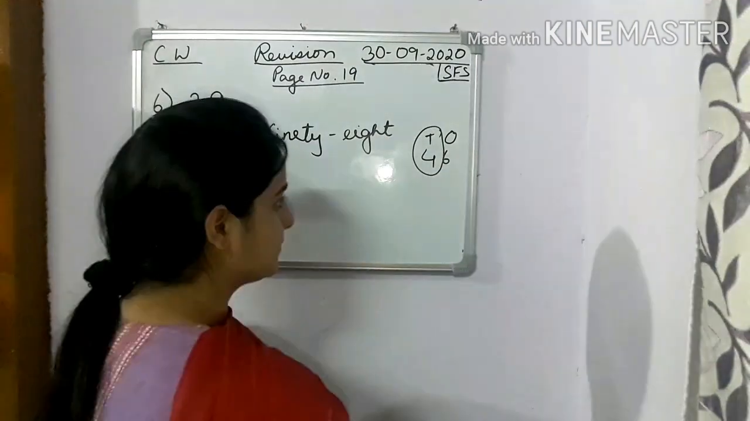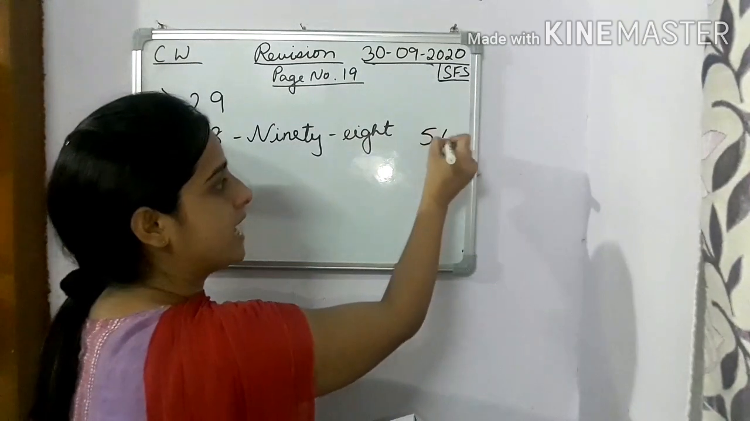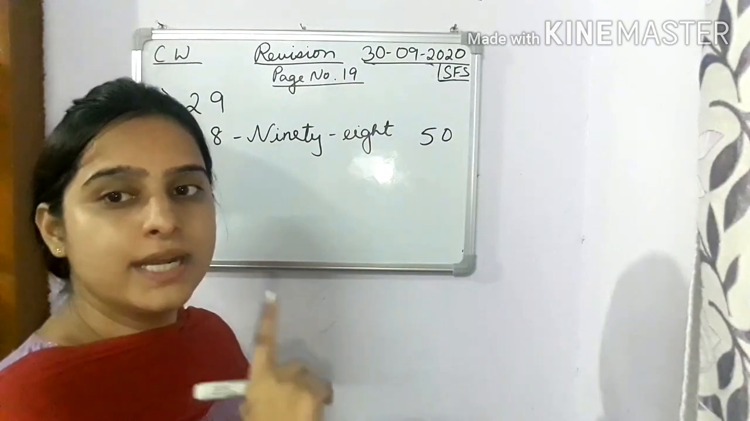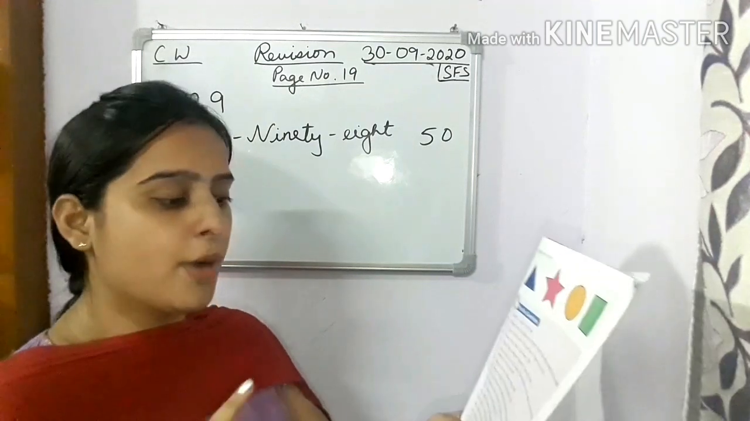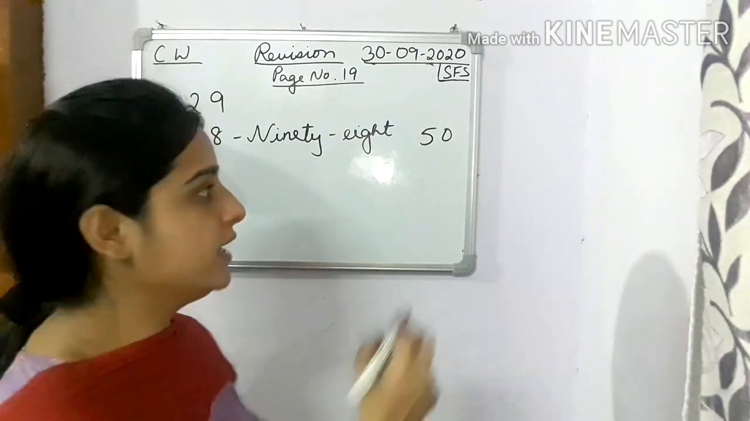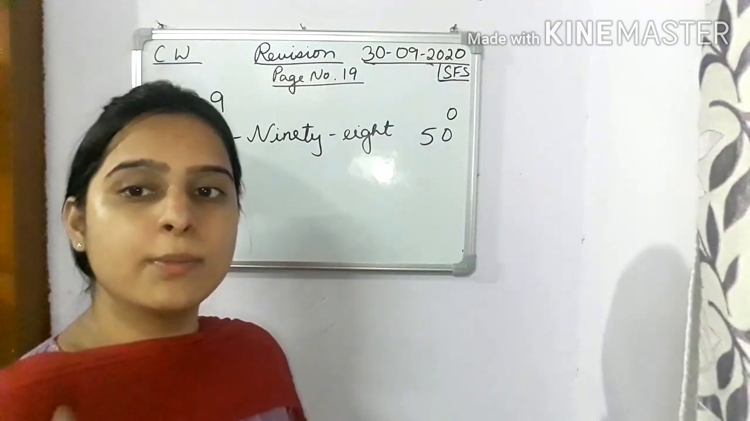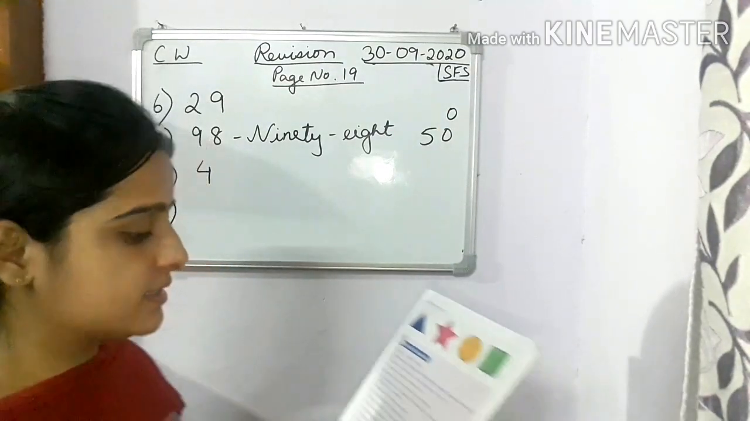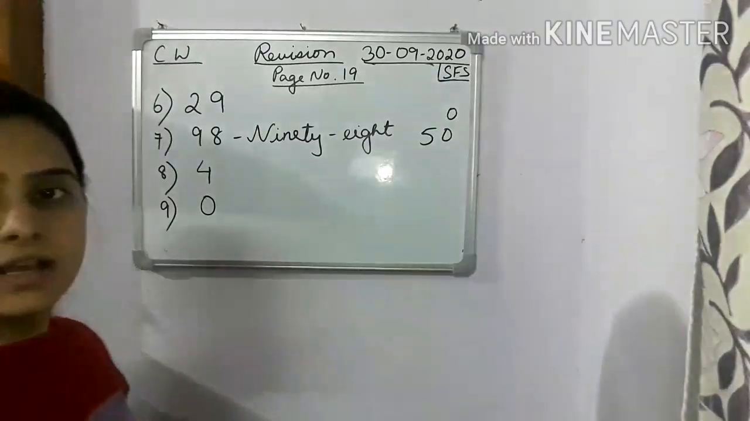Then number 9. In 50, how many beads will be placed in 1's place of the abacus? So children, if you have to place the number 50 in an abacus, how many beads will come in 1's place? In 1's place, what is the number? 0. That means how many beads will come? 0 beads. So the answer is 0. Clear?